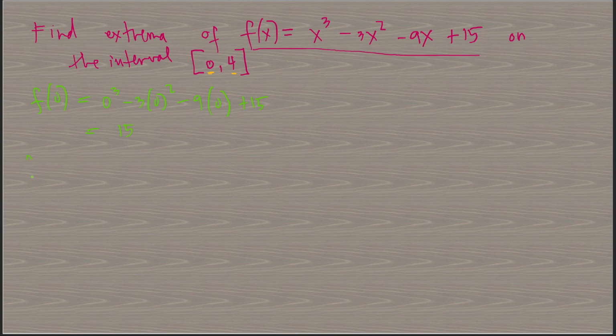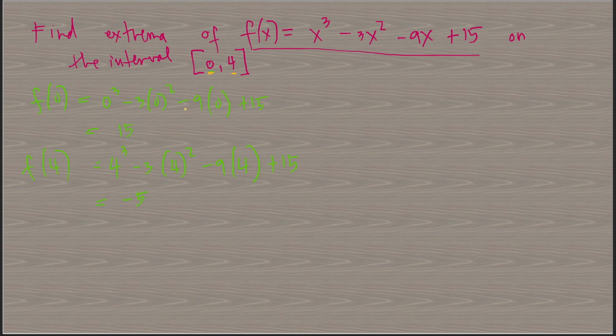How about f of 4? I'm talking here of the endpoints, 0 and 4. So this will become 4 cubed minus 3 times 4 squared minus 9 times 4 plus 15. Then evaluate. I have done this one before. You may pause the video and solve, and my answer is negative 5.